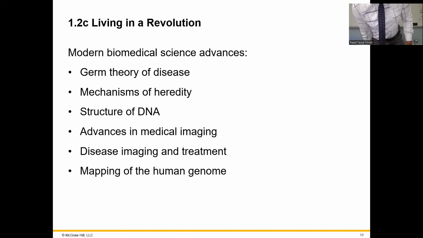I'm sorry. Okay, so modern biomedical science advances. So now they talk about the germ theory of disease that we talked about, that infectious diseases are caused by bacteria. How do bacteria destroy you? They release toxins, exotoxin, endotoxin, damaging the cell membrane, breaking the cell membrane, and all the lysosomal degradative enzymes spill out into the tissue, destroying nearby tissue, causing redness, heat, pain, swelling.